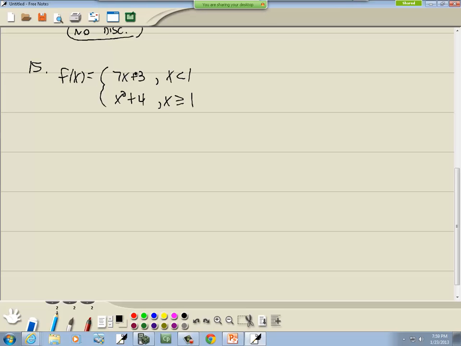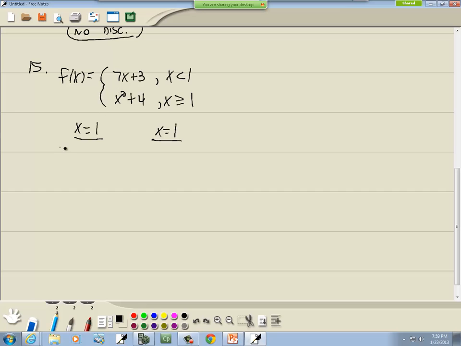If I look at 7x plus 3, it's a polynomial. There's no discontinuities. It's continuous everywhere, negative infinity to positive infinity. The x squared plus 4, that's a polynomial. There's no discontinuities. It's continuous everywhere. So we're wondering about where it changes over. What's happening at 1?